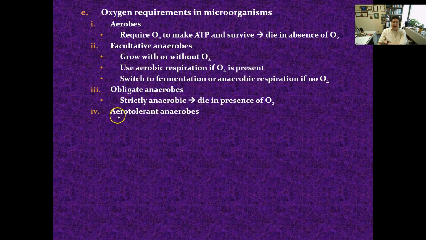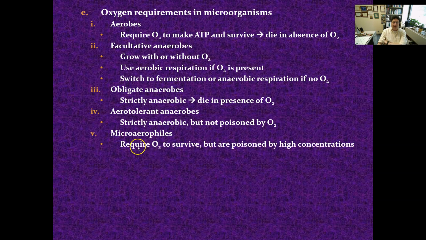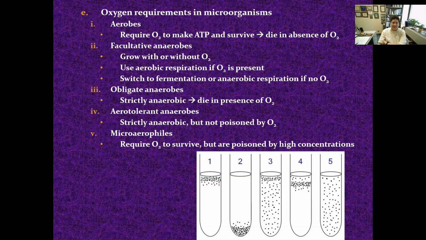Number 4, there are what's called aerotolerant anaerobes, which are strictly anaerobic. They can't use oxygen. They can't switch over to oxygen. They're totally anaerobic, but oxygen's not toxic to them. Oxygen does not poison them. And then lastly, we have what are called microaerophiles, which require oxygen to survive, but are poisoned by high amounts. So they need oxygen to survive, but only a little bit. Too much is going to destroy them.